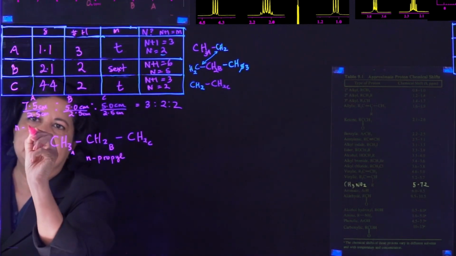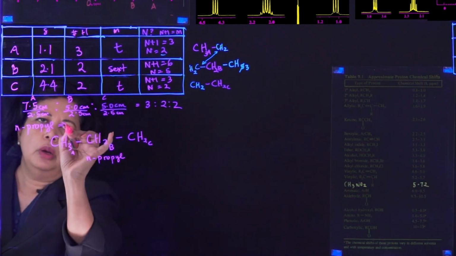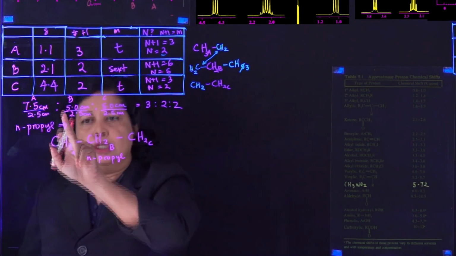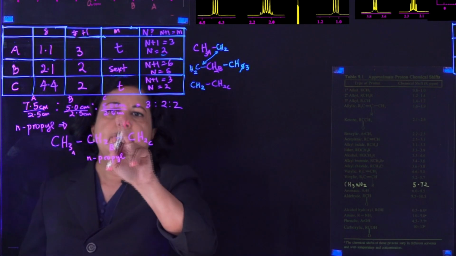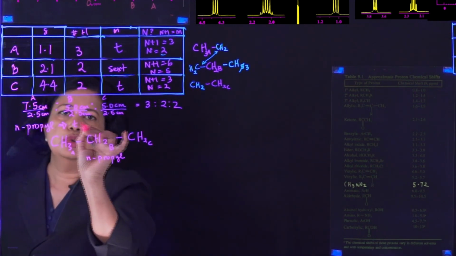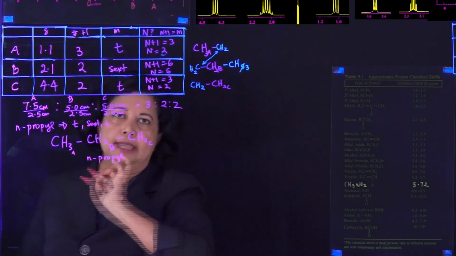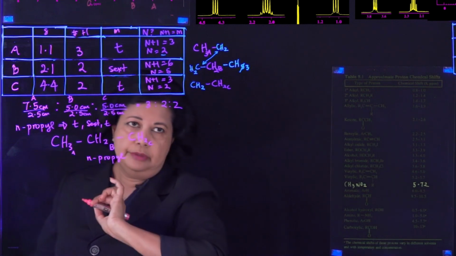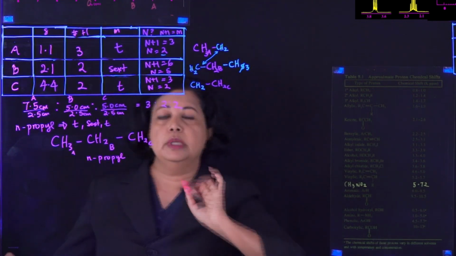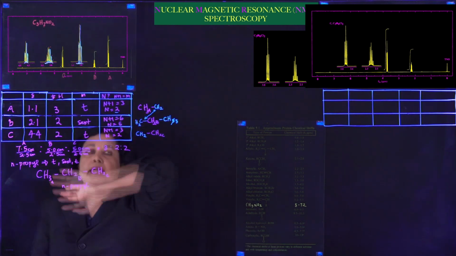Okay, so I would write this down. N-propyl would always give you a triplet, a sextet, and a triplet. So triplet, sextet, triplet. That's the pattern for that. Then it's always going to be true. Now let's look at what the rest of the molecule is.